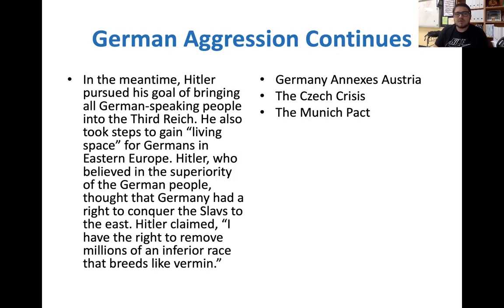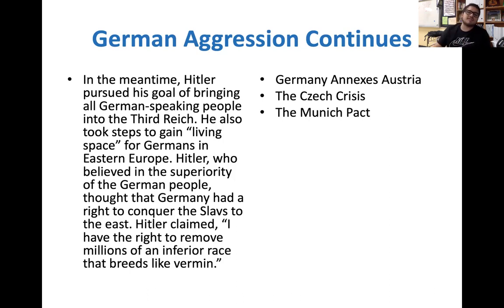Hitler, who believed in the superiority of the German people, thought that Germany had a right to conquer the Slavs to the east. Hitler claimed, I have the right to remove millions of an inferior race that breeds like vermin. He's already starting his very nationalistic, very German supremacist ideas here. He's going to pretty much already say he's going to commit genocide on the Slavs. He's going to remove millions of an inferior race.